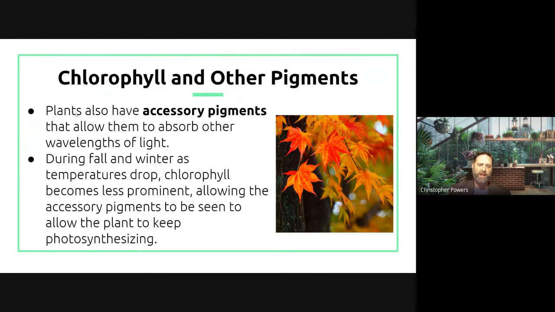So plants have accessory pigments. They accessorize. So if they're green, they have a nice off-colored green to match with the shoes and the belt, possibly the earrings. No, accessory pigments allow them to absorb other wavelengths of light. So it has other pigments, other than the three you're learning, that allow some color.